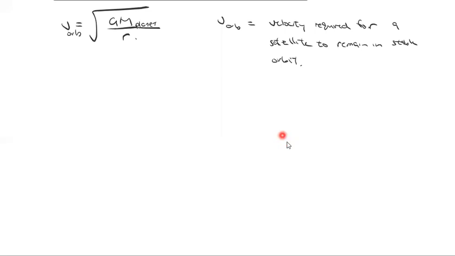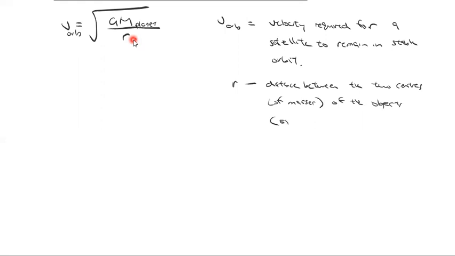But you can see that it's equal to the square root of G, which is a constant, so that's never going to change, times the mass of the planet, over r. So r is the distance from the center of the Earth. r is the distance to the center of the planet. If you're being more specific, it's the distance between the two centers of mass, but normally we just think of the distance between the centers of the objects. So simplistically, think about it as the distance to the center of Earth.